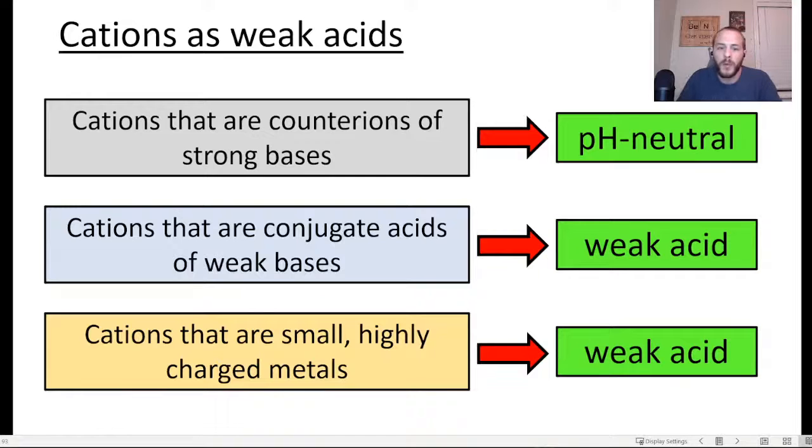All right. So remember, with cations, we basically have three categories. We have cations that are the counter ions of strong bases. So that would be like sodium ion, lithium ion, calcium ion. Anything that's a strong base, the cation that's paired up with hydroxide in that strong base is considered the counter ion of a strong base. Those are pH neutral. The other category is cations that are conjugate acids of weak bases, and those are weak acids. And then finally, we have cations that are small, highly charged metals like iron, like aluminum, things like that, and those behave as weak acids. And of course, if you want more detail about that, you can visit the playlist and locate Volume 8, and that will answer any questions that you might have.